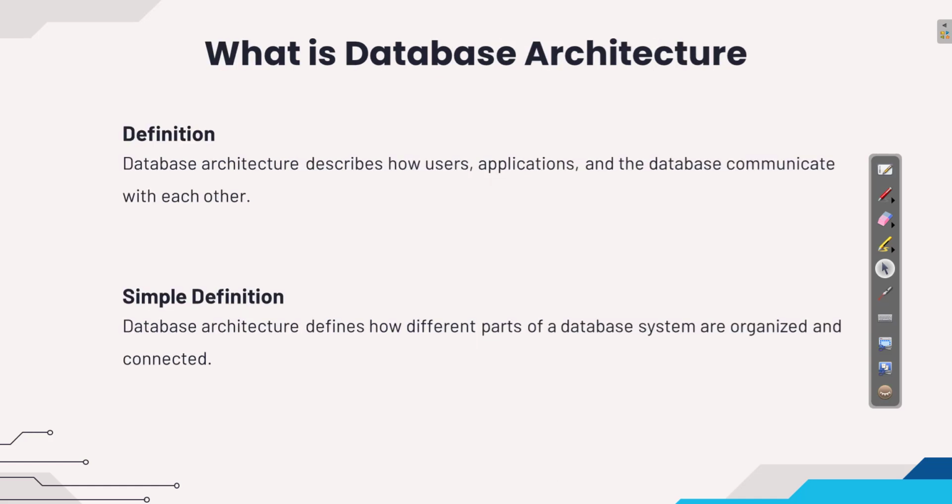First, the definition of what is database architecture. Database architecture describes how users, applications and database communicate with each other. So this is the very simple definition. Database architecture defines how different parts of the database system are organized and connected. So which are the users, applications and the databases.